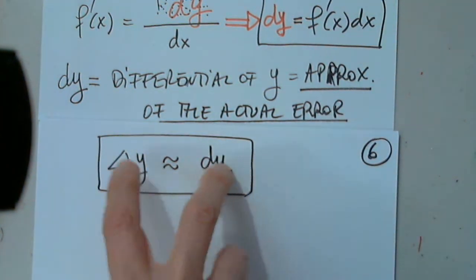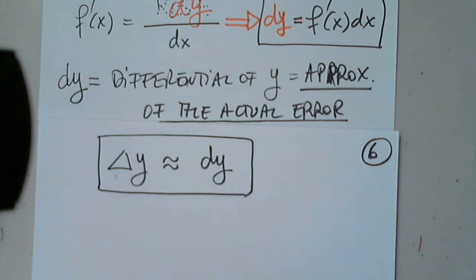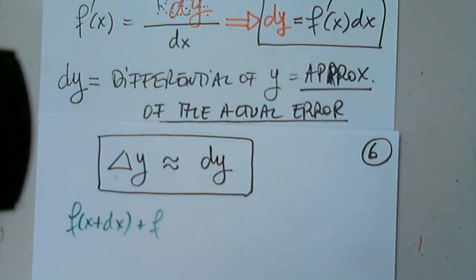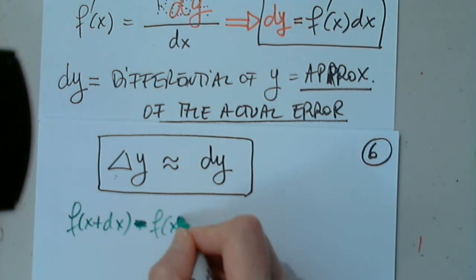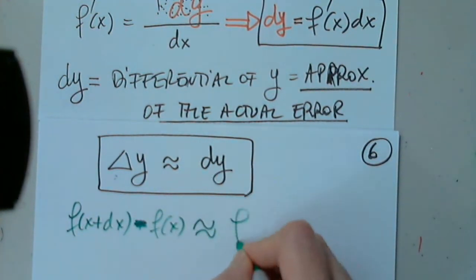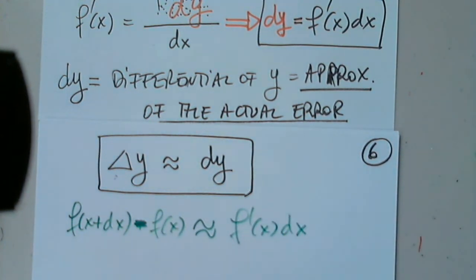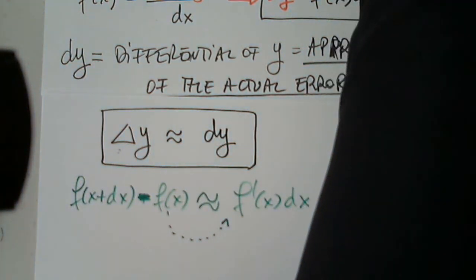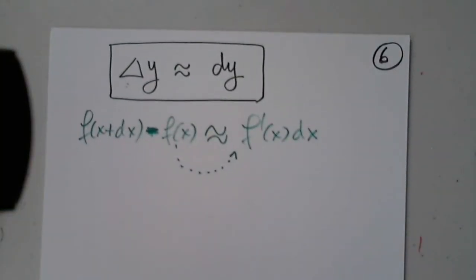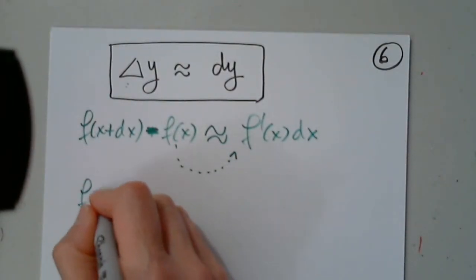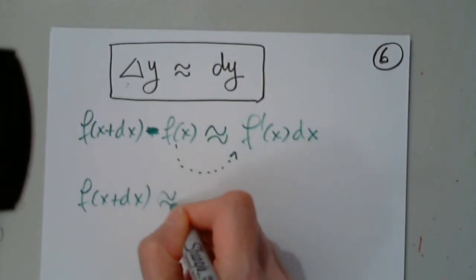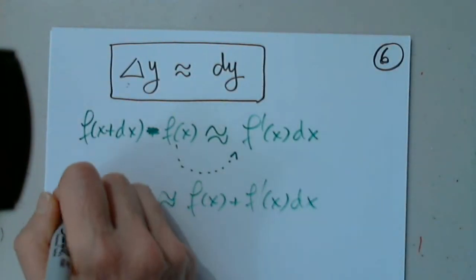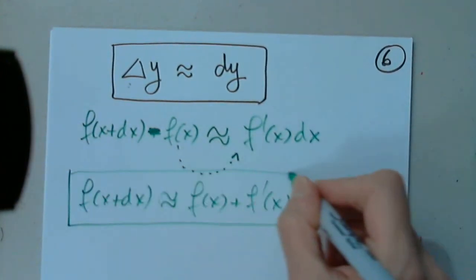Now, I will replace these two by what they are equal to. The left one is f of x plus dx, I meant to write minus f of x, approximately f prime of x dx. And yes, we are going to move this term to the other side. And you'll see in a minute what we're going to do with this. f of x plus dx is approximately f of x plus f prime of x dx. Please carve this in stone. This is an important, super important relationship.